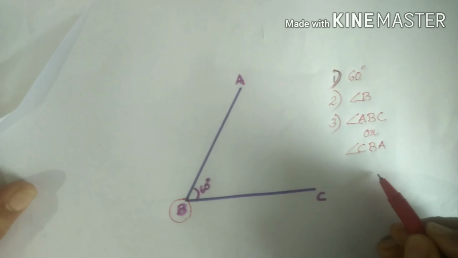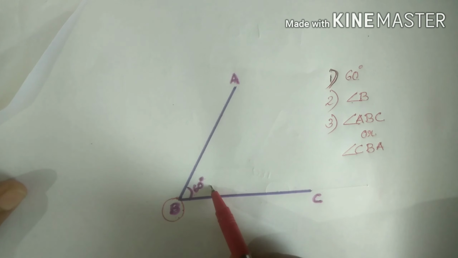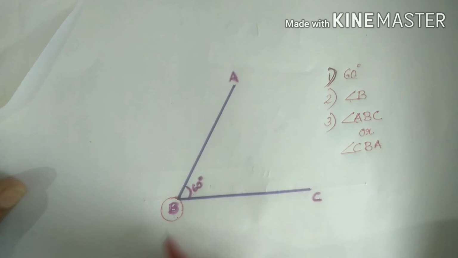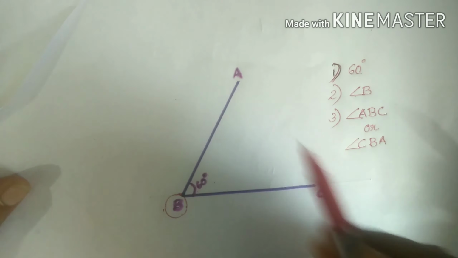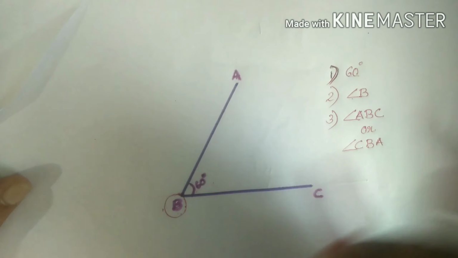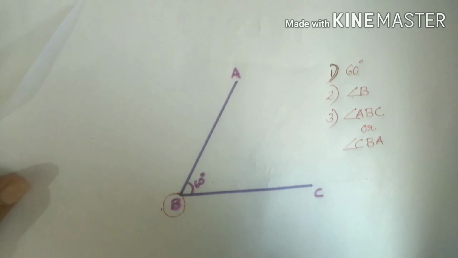So these are the three methods to name the angle. First method, we can directly say the degree of the angle. Second method, by using the vertex of the angle. And the third method, by using the three letters by keeping the vertex as the middle letter. Clear?